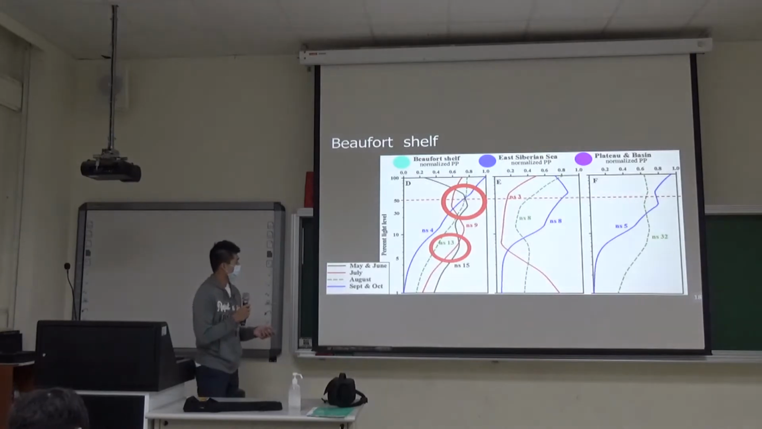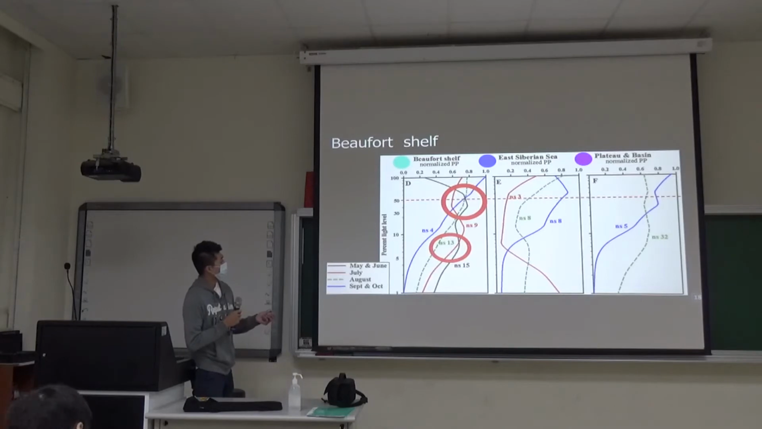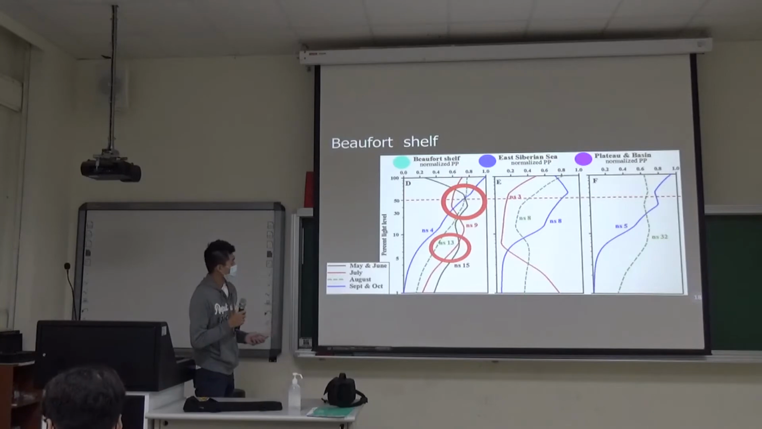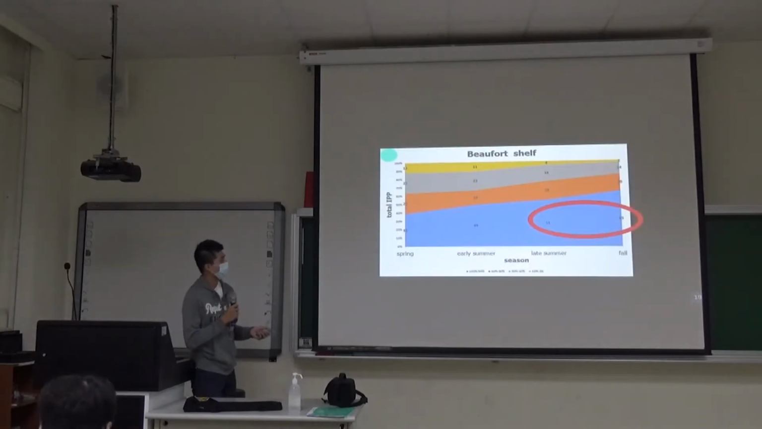So in here we can see there are two peaks in the spring, and also we can see that August and September will have the highest peak in the surface and decline by the percentage of light level, and it still has a sign that both levels show 50% of production located above the 50% of the light level.